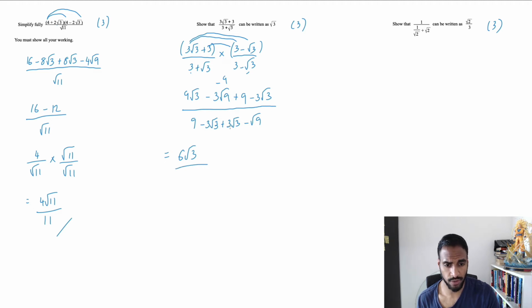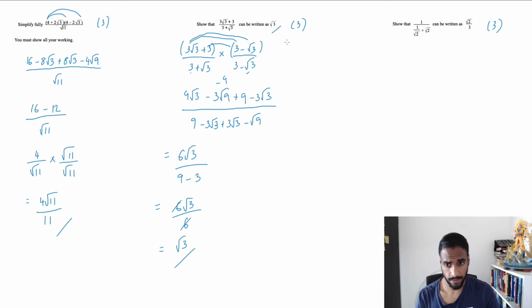Over 3 root 3 minus 3 root 3 plus 3 root 3 cancels out. Then we have root 9 on the bottom. So we have 9 minus root 9, which is 3. So we're left with 6 root 3 over 9 minus 3, which is 6. But remember, we can cancel this as well, right? 6 divided by 6, 1. So we're left with root 3. If you look, that's our answer. That's what they want. That's it.